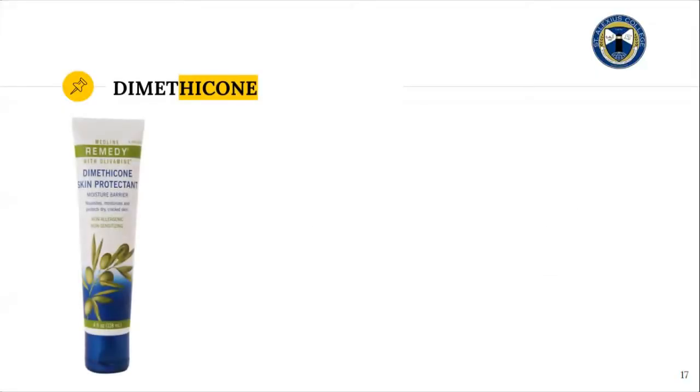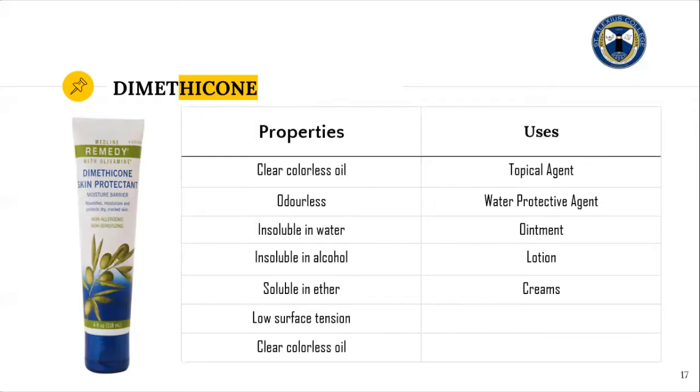First is dimethicone. The properties of dimethicone: it is a clear colorless oil, odorless, insoluble in water, insoluble in alcohol, soluble in ether, and it has a low surface tension, meaning that an object will encounter more resistance while passing through the surface membrane of a liquid than through the bulk of the liquid.